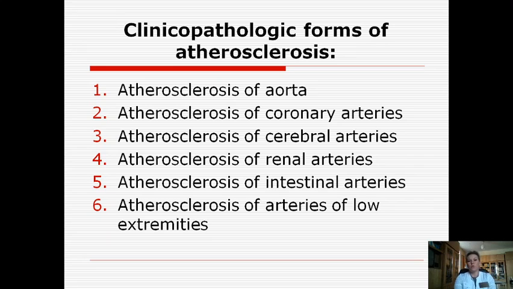Clinical anatomical forms of atherosclerosis. Which vessels are affected due to atherosclerosis? I told that we see the large and middle arteries affected, but we can see small arteries affected too. So there are 6 main clinical anatomical forms: atherosclerosis of the aorta, coronary arteries, cerebral arteries, renal arteries, intestinal arteries, and arteries of the lower extremities. And more about each of them.